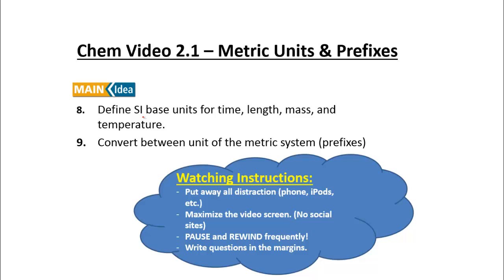Main ideas are to define what the SI base units are for time, length, mass, and temperature, and also to be able to convert between the units of the metric system, like prefixes like centimeters to meters or kilometers to centimeters.